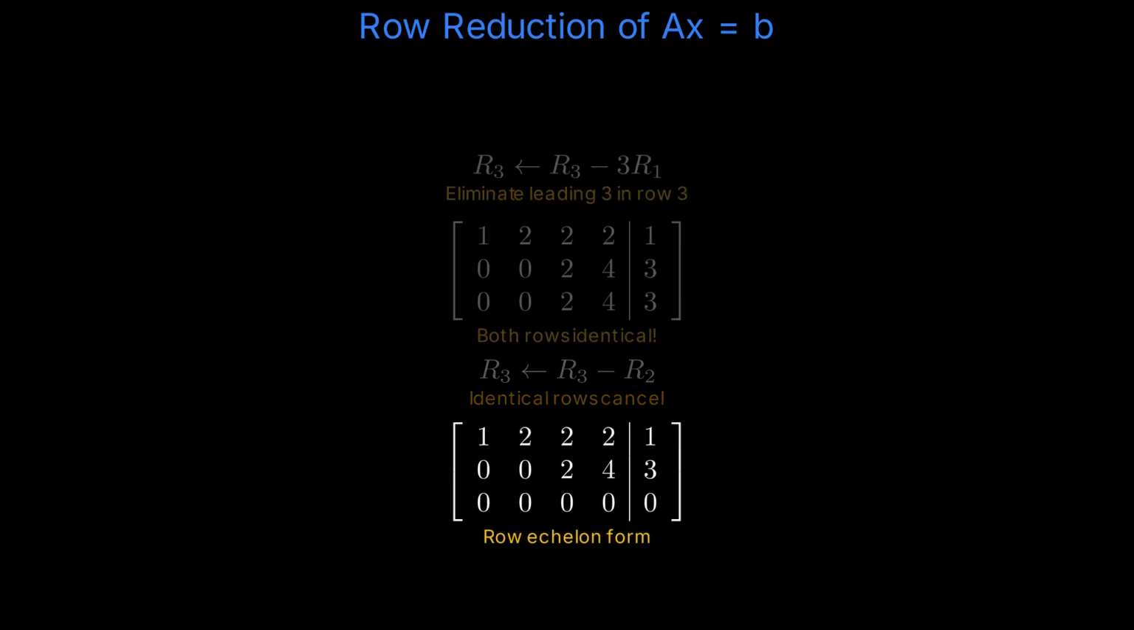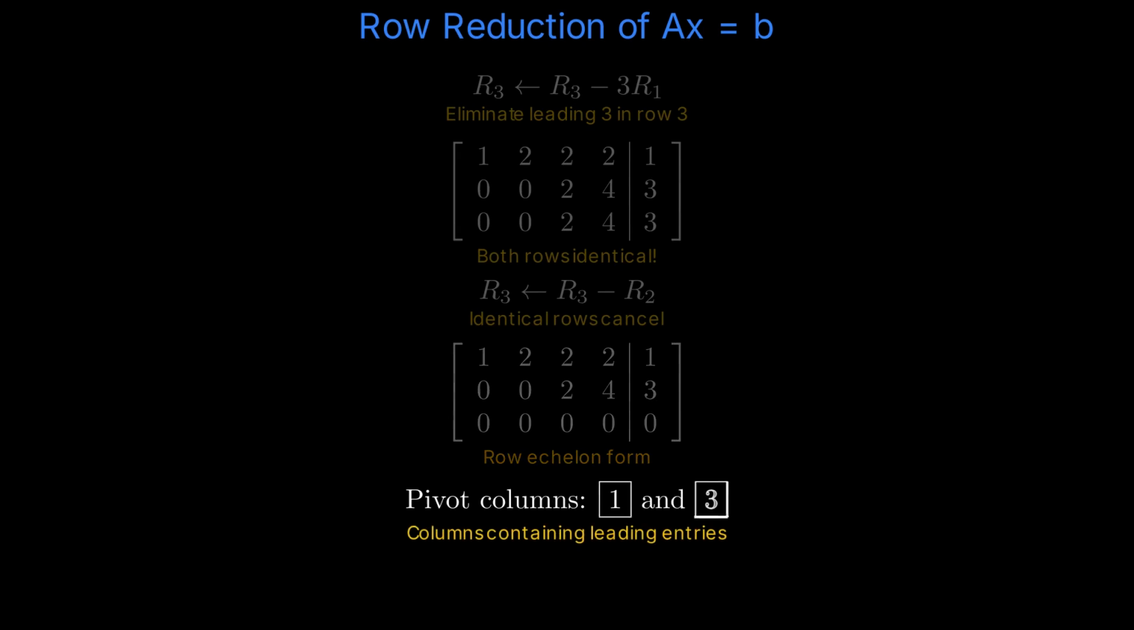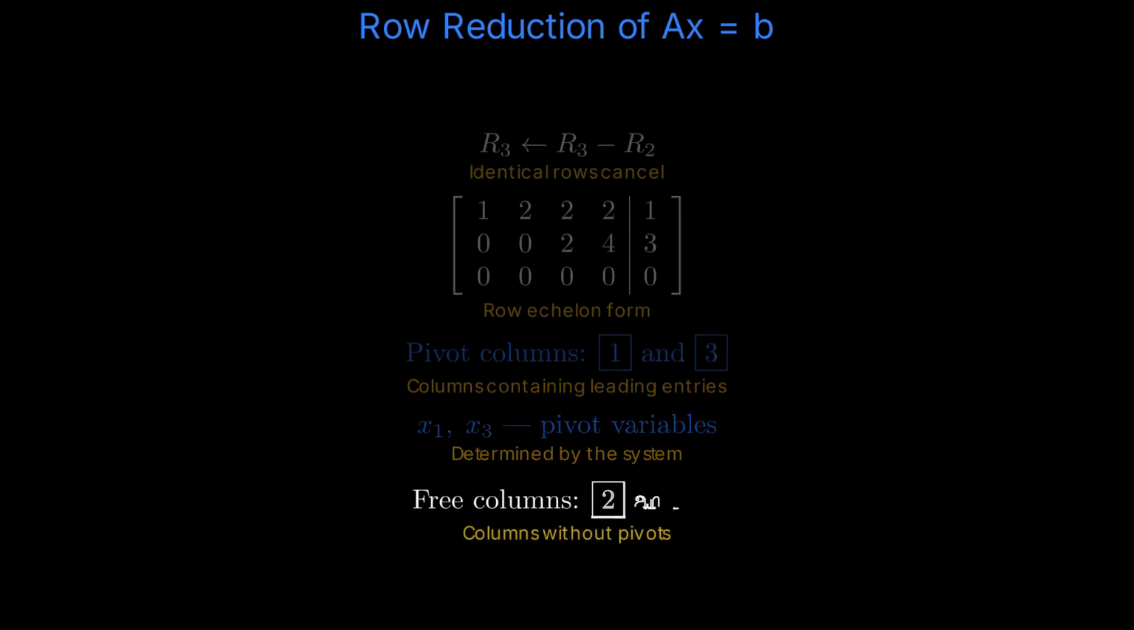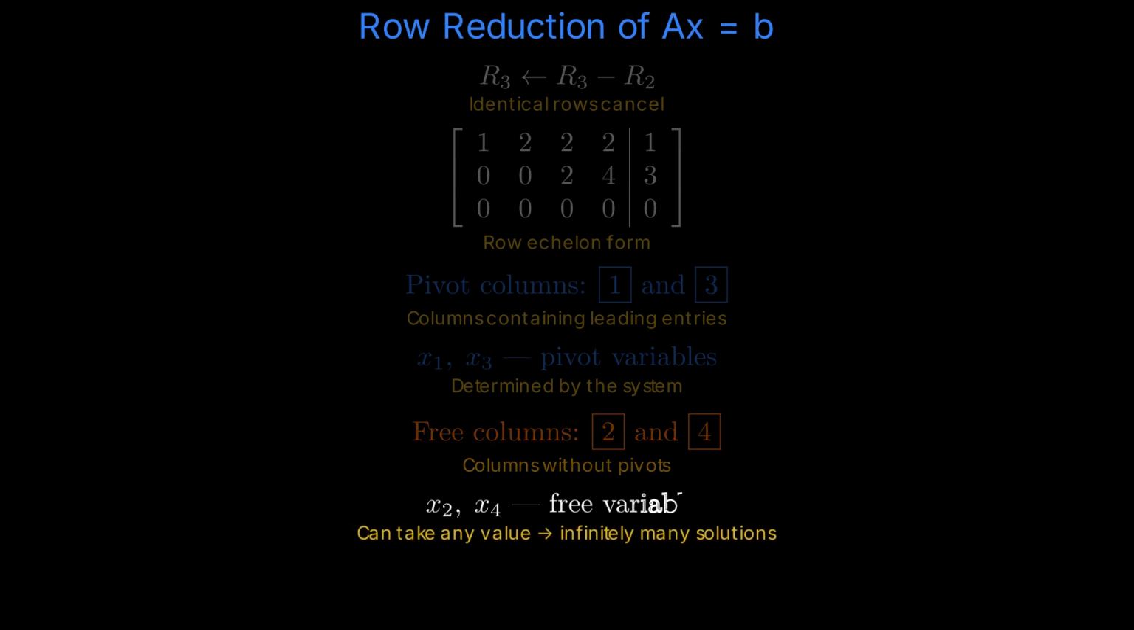The echelon form has pivots in columns 1 and 3. Those correspond to pivot variables x1 and x3. Columns 2 and 4 have no pivots, so x2 and x4 are free variables. A free variable can take any value, and that freedom is exactly what creates multiple solutions.